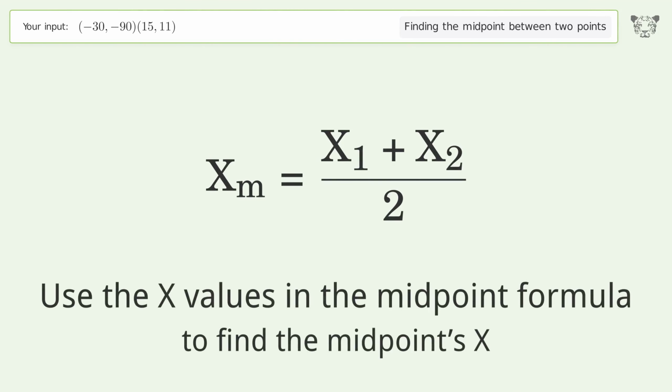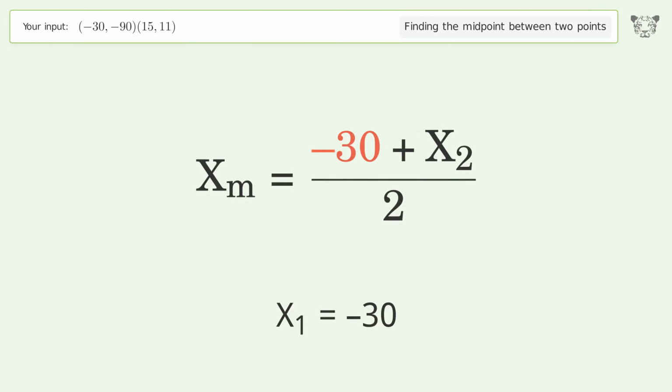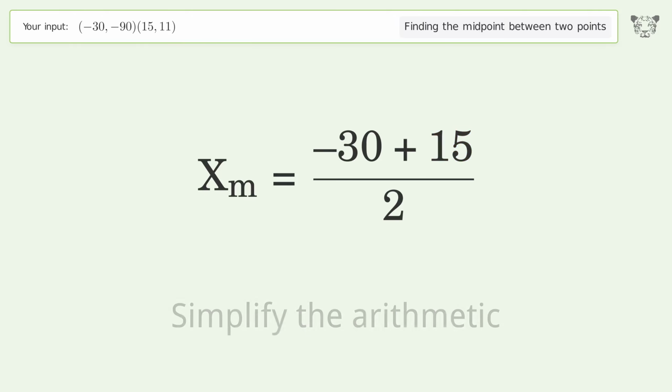Use the x values in the midpoint formula to find the midpoint's x. x1 equals -30. x2 equals 15. Simplify the arithmetic.